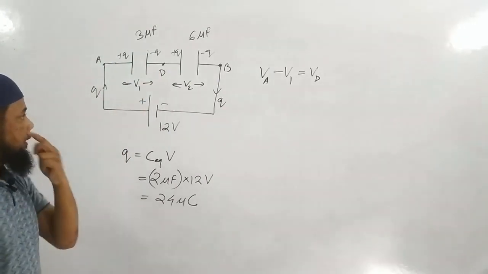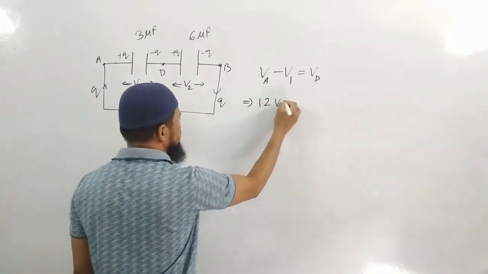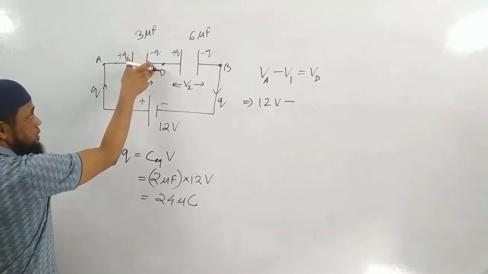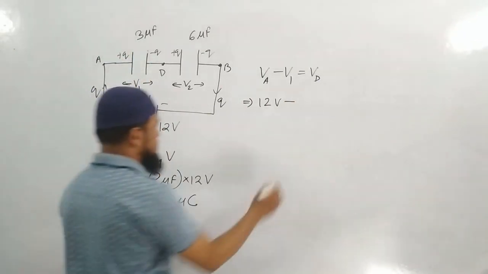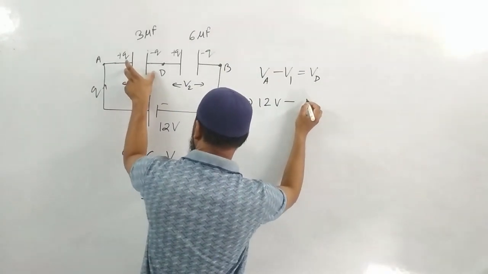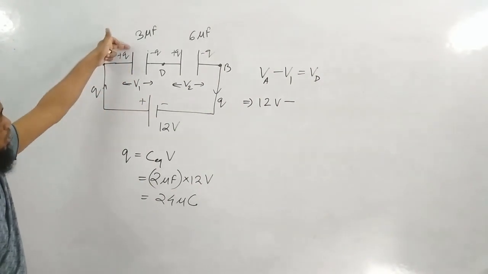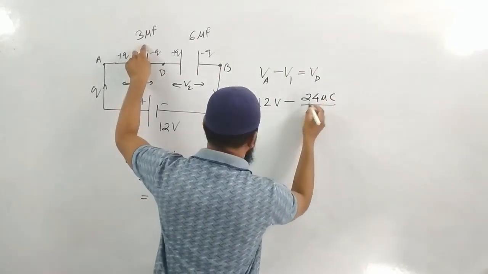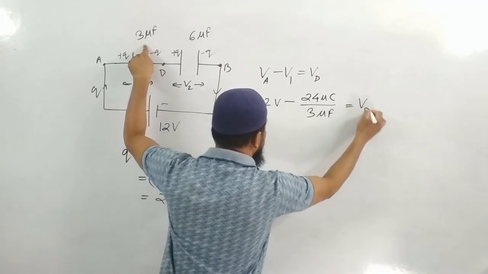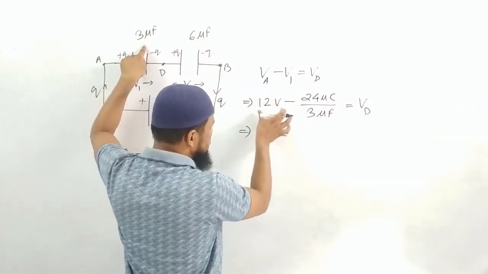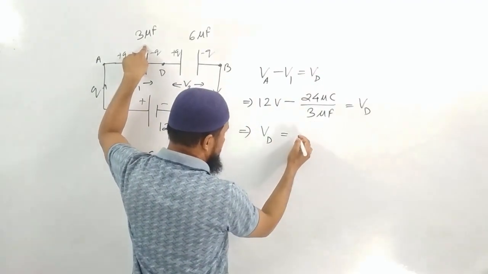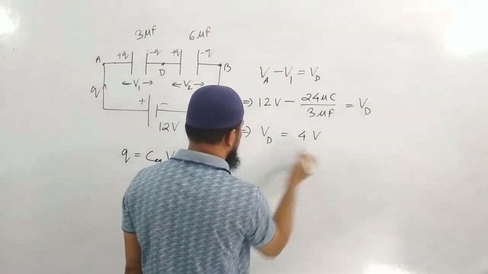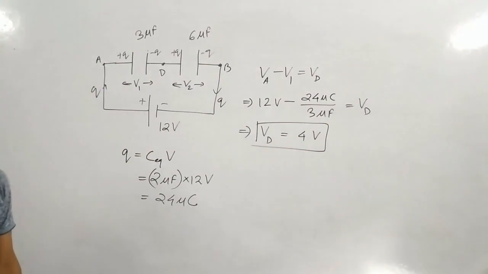So potential at point D is nothing but potential at A minus V1. From here to here, VA is 12 volt. How much is V1? The potential drop across this one, which is nothing but charge divided by capacitance. The charge on the capacitor is 24 microcoulomb divided by capacitance, 3 microfarad. So VD is equal to 12 minus 8, since 24 divided by 3 is 8. So 12 minus 8 is 4 volt. This is how we can calculate, right?